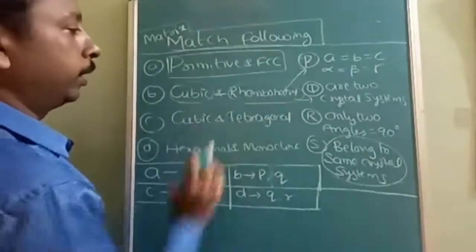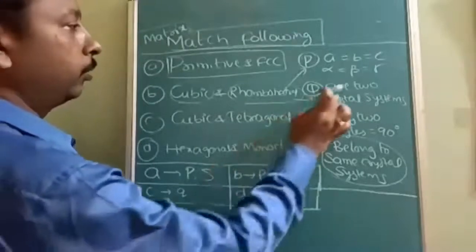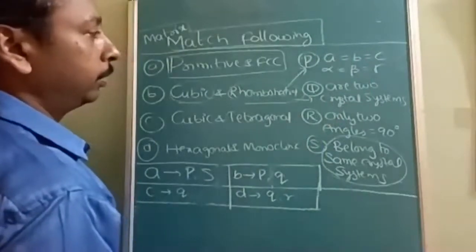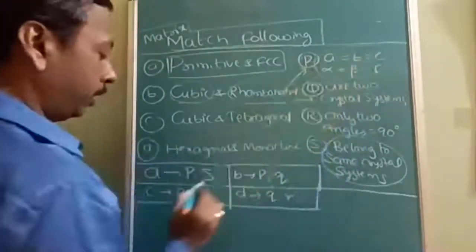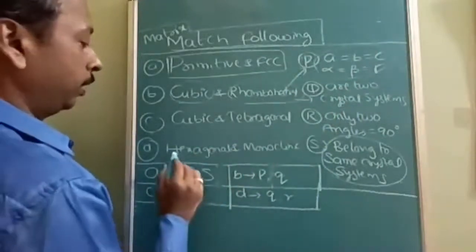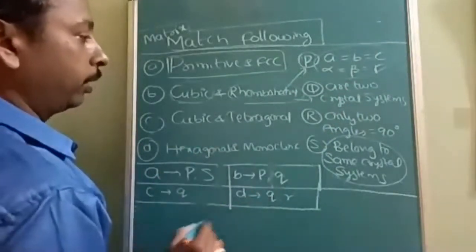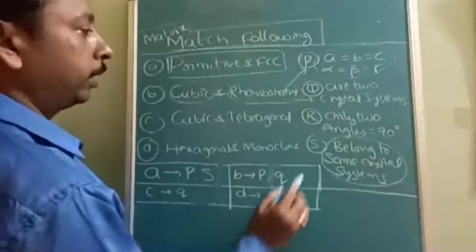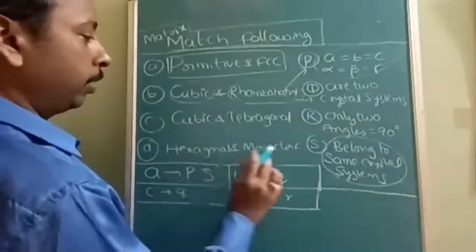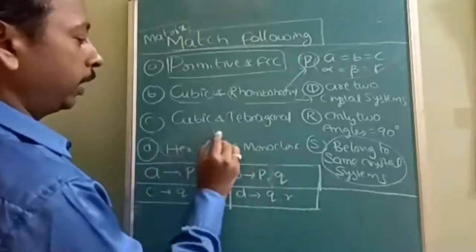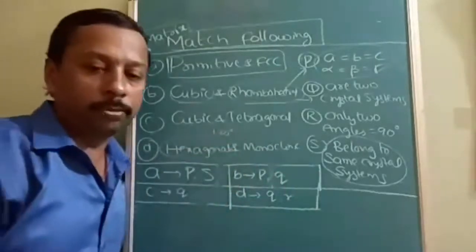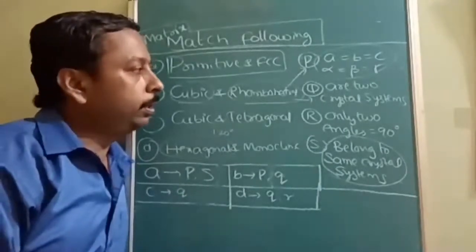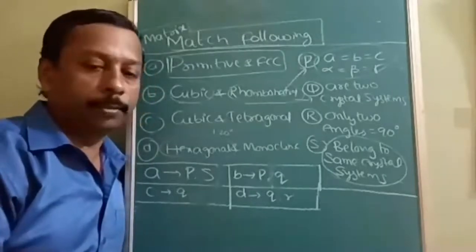C, cubic and tetragonal. Cubic and tetragonal are two different systems. For both of them, A is not equal to B, not equal to C. These two conditions are not met in the tetragonal. Okay, hexagonal and monoclinic are both different, two different crystal systems. In hexagonal it is 120 degrees, and only two angles are 90 degrees. Okay, so B is P comma Q, both.